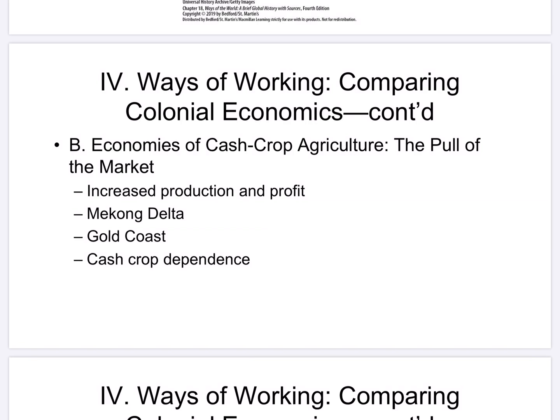Economies of cash crop agriculture, the pull of the market. Many people were happy to increase production for world markets, and there was considerable profit to small farmers in areas like the Irrawaddy Delta. In the Mekong Delta of French-ruled Vietnam, rice cultivation resulted in significant environmental damage to local fish and shellfish, and the food sources, and produced methane gas, contributing to global warming.